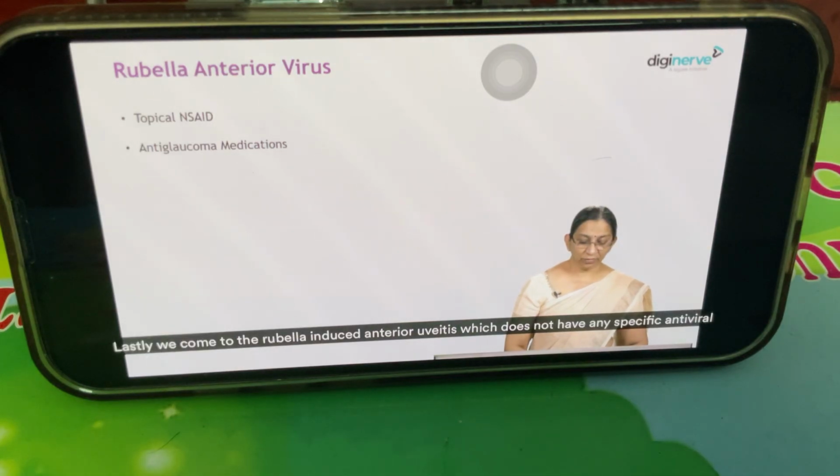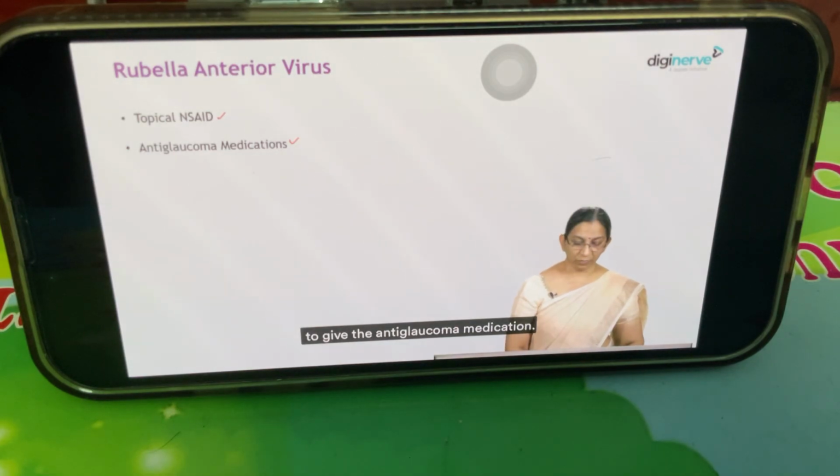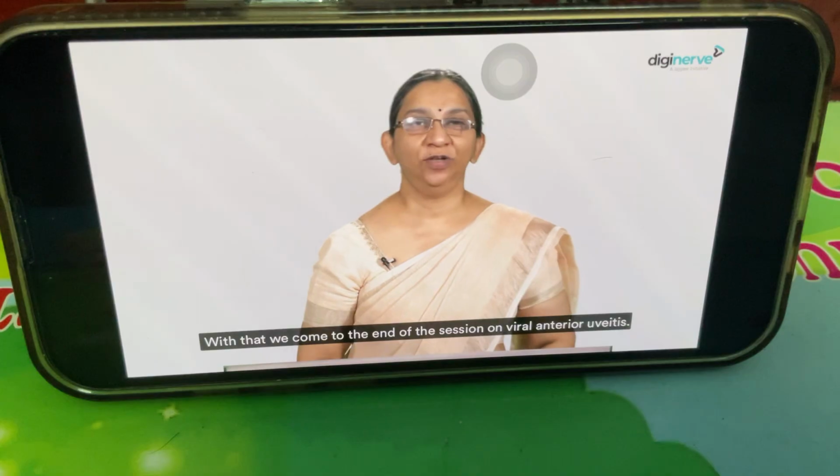Lastly, we come to the rubella-induced anterior uveitis, which doesn't have any specific antiviral therapy. You have to manage these cases with topical NSAID drops, and if there's glaucoma, you have to give the anti-glaucoma medication. With that, we come to the end of the session on viral anterior uveitis.